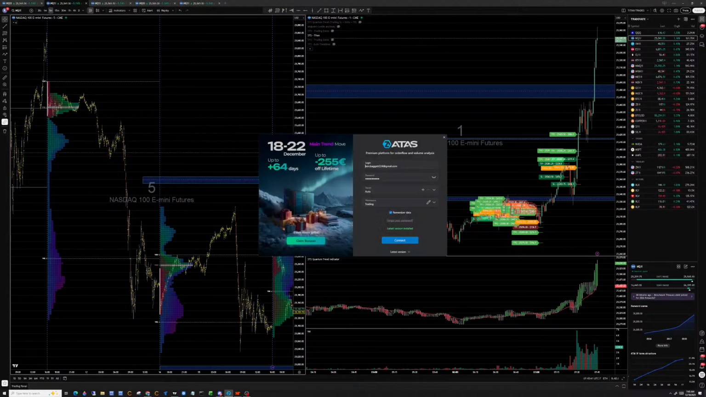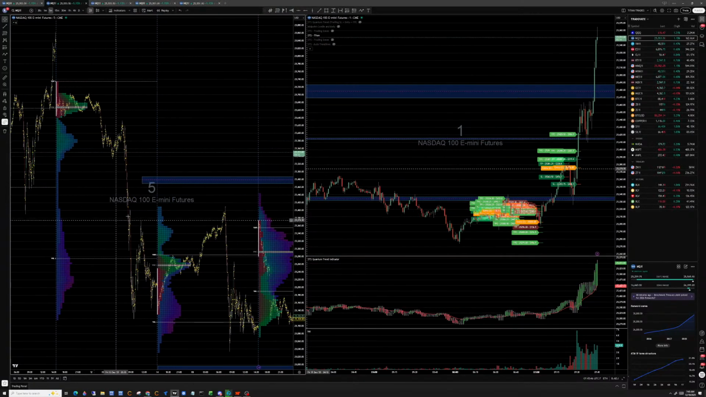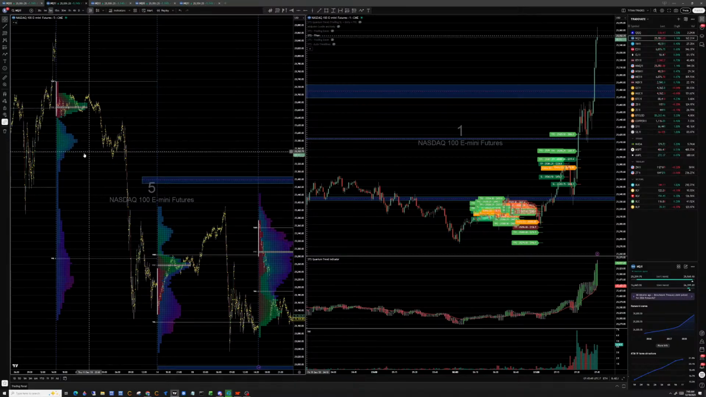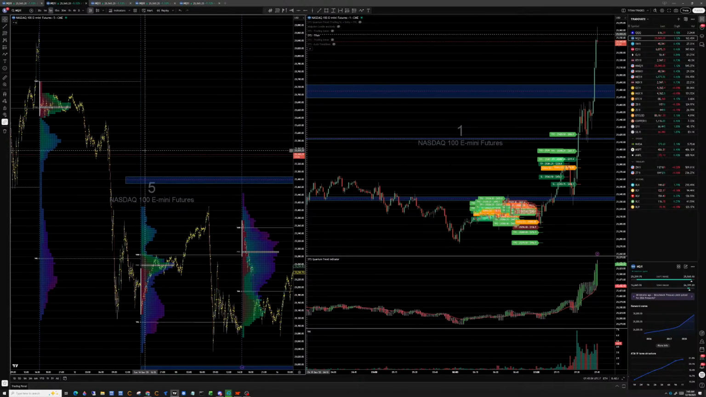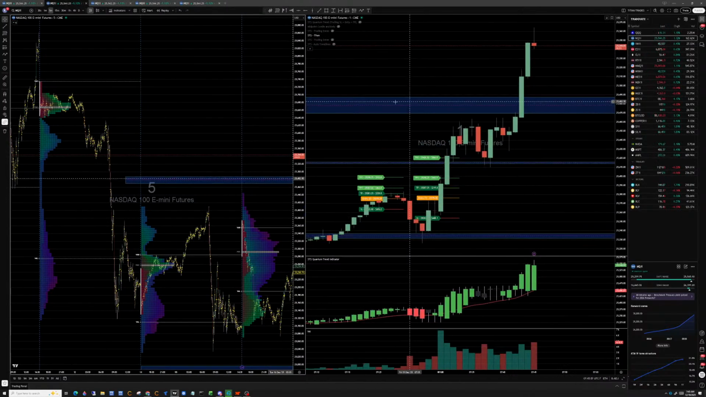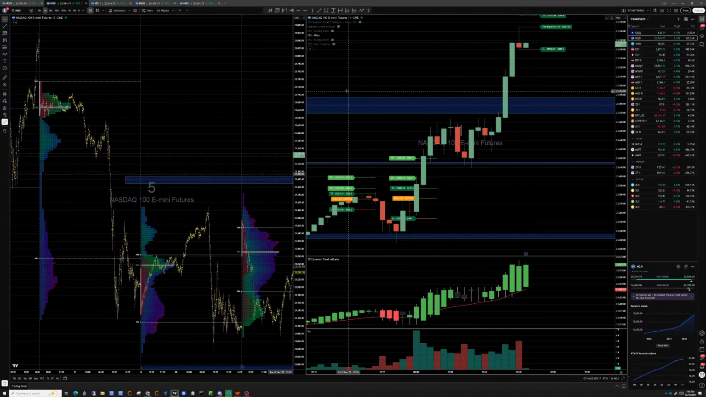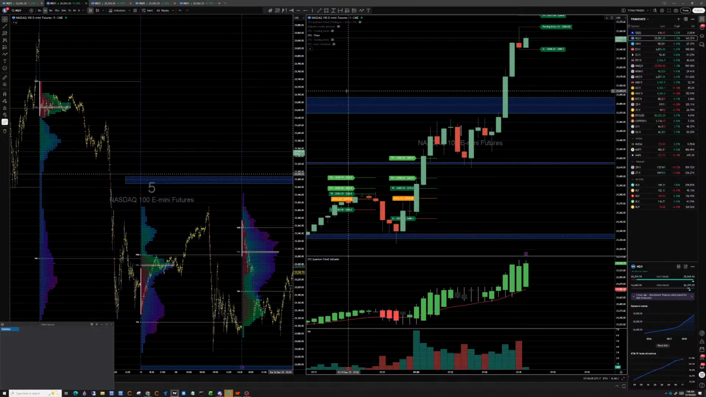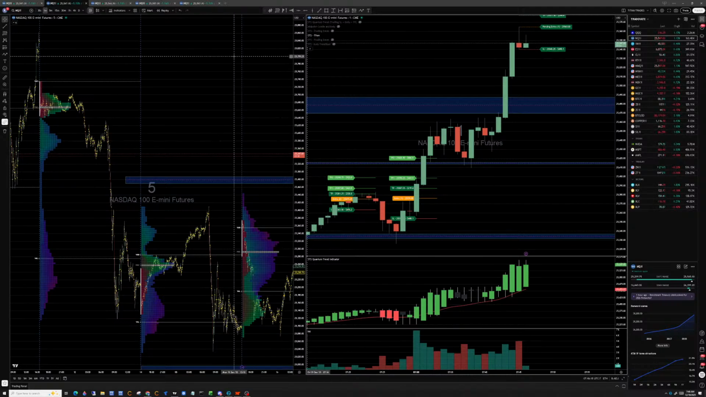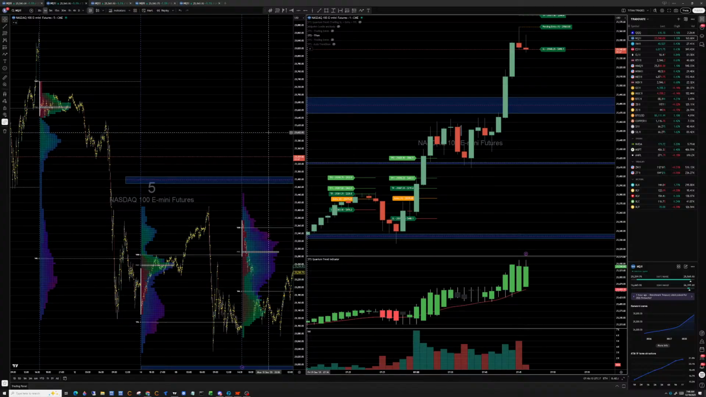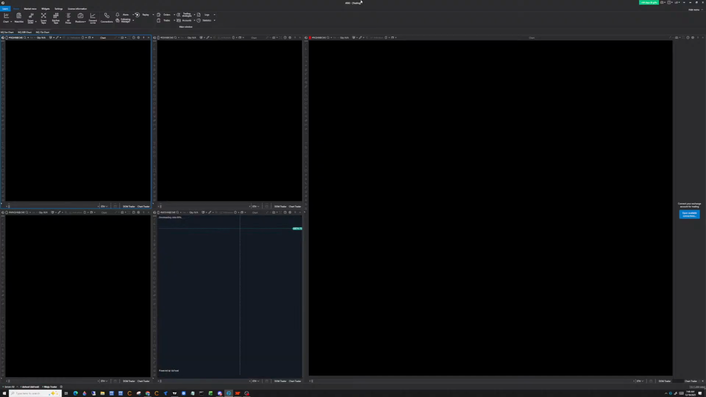Snagged another little $100 off that. Nice job. Nice job. Thank you. 200-point move so far. It's moving for sure. What a massive move. Yeah, it just opened up and just went. Wow.